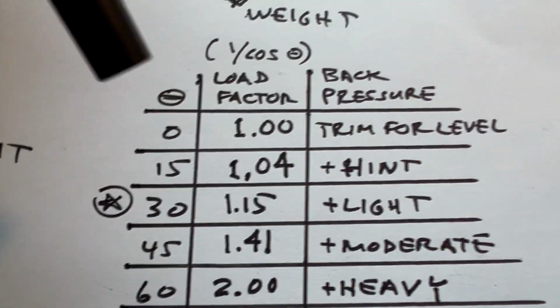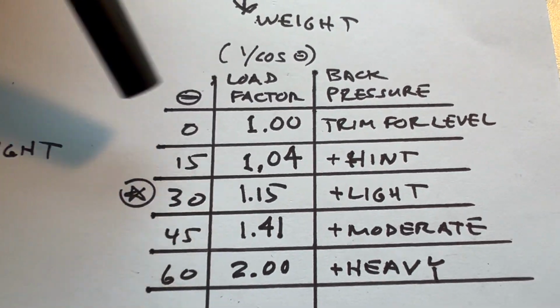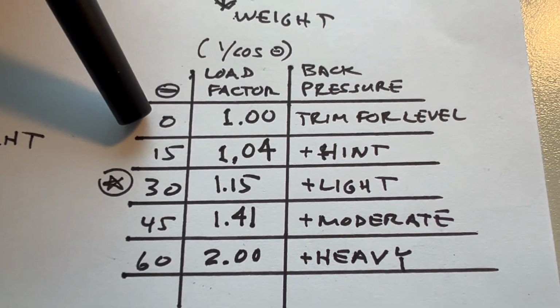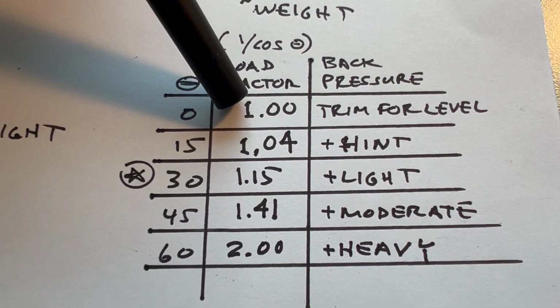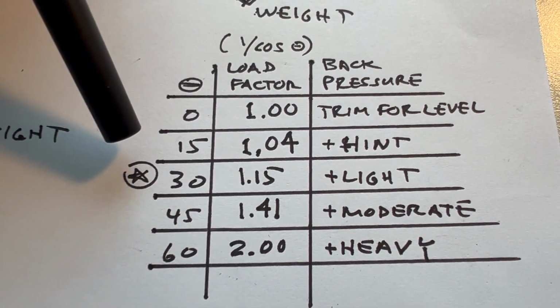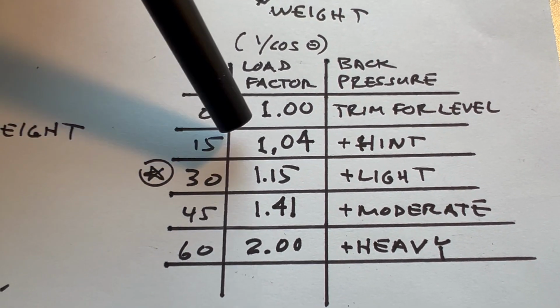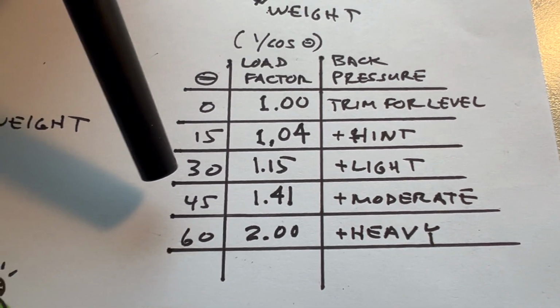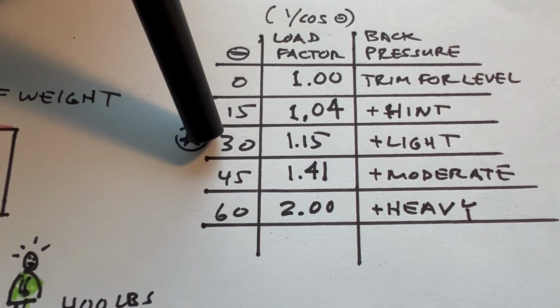Let's take a look at load factor for different angles of bank. So at 0 degrees bank, your load factor is 1. So you're just trimmed for level flight. At 15 degrees, it's 4% more. You're going to need a hint of back pressure. But I think this here is really the key takeaway.